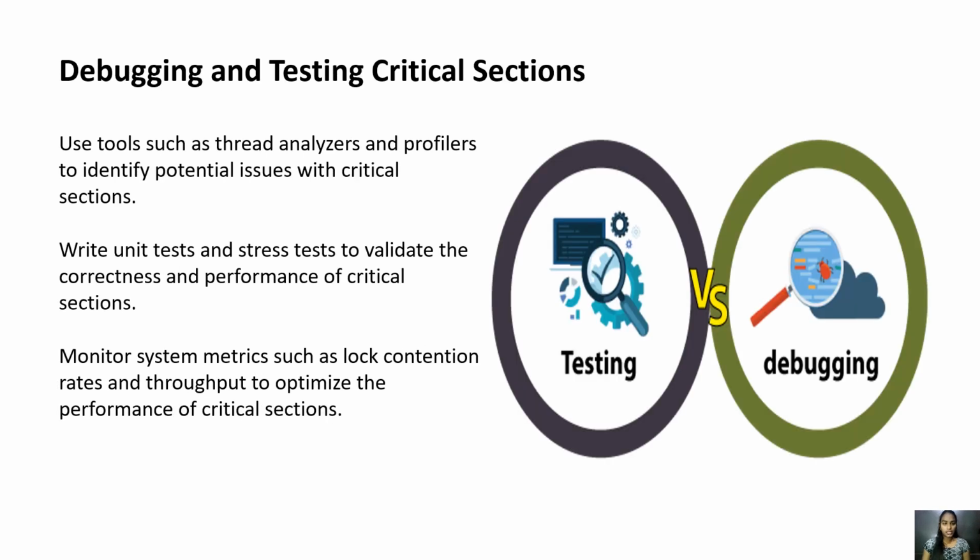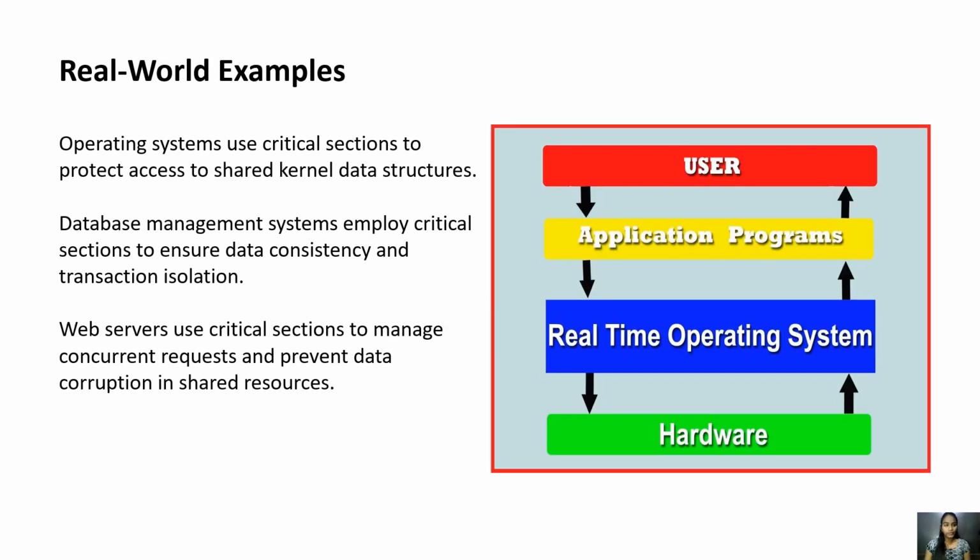Debugging and testing critical sections. Use tools such as thread analyzers and profilers to identify potential issues with critical sections. Write unit tests and stress tests to validate the correctness and performance of critical sections. Monitor system metrics such as lock contention rates and throughput to optimize the performance of critical sections.